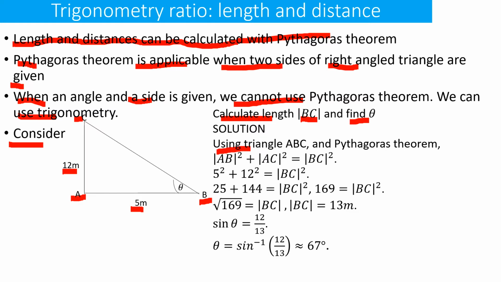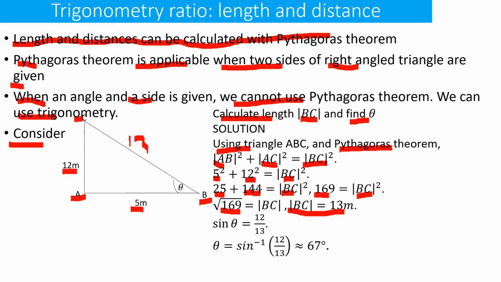So using the triangle given ABC and Pythagoras theorem, you know that AB square plus AC square will give us BC square. So you put in the numbers, you get 5 square plus 12 square is equal to BC square. So 5 square is 25, then 12 square is 144, is equal to BC square. If you sum 25 plus 144 you get 169 is equal to BC square. So find the square root of both sides, we get BC is equal to 13.